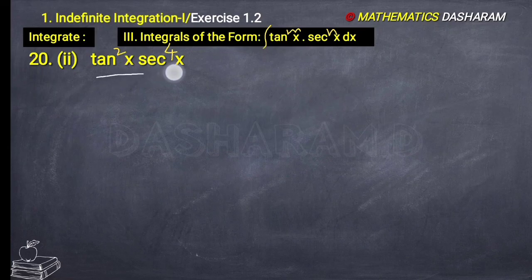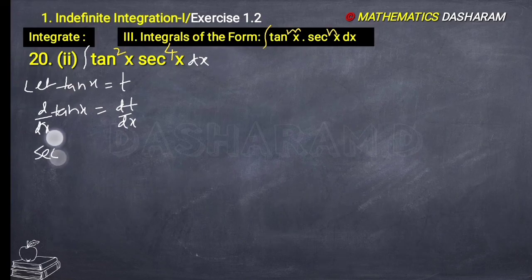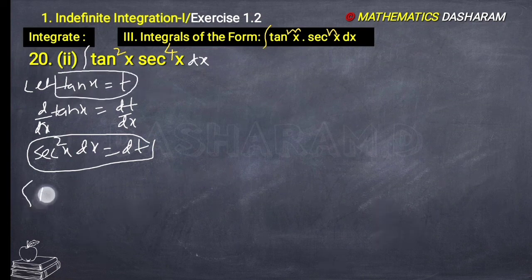Second question, tan square x into sec x whole power 4. So apply the integration with respect to x. So here let tan x equals to t and do the derivative on both sides with respect to x. It is equals to dt by dx, and the derivative of tan x is secant square x dx equals to dt. So substitute these two values in the given question.